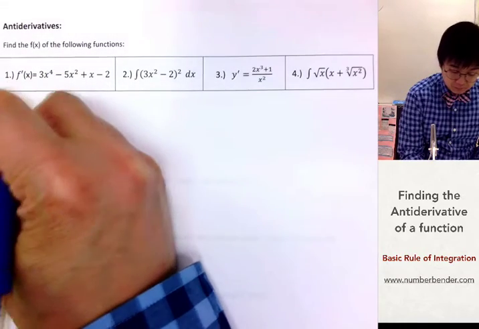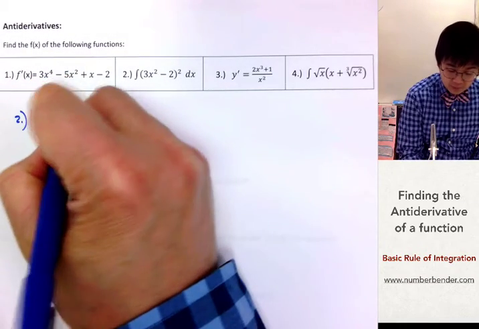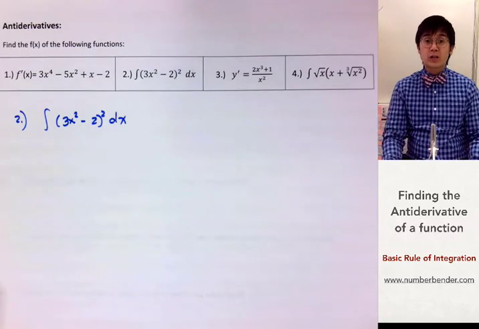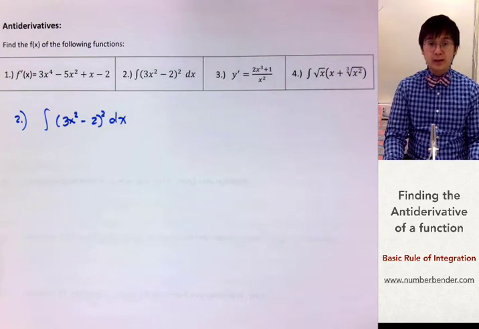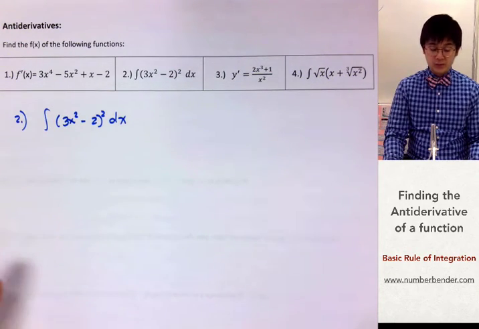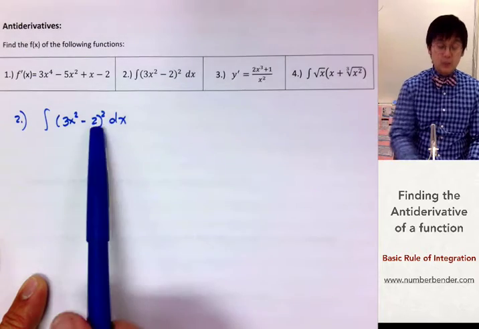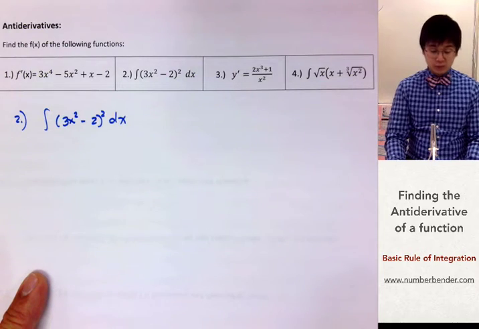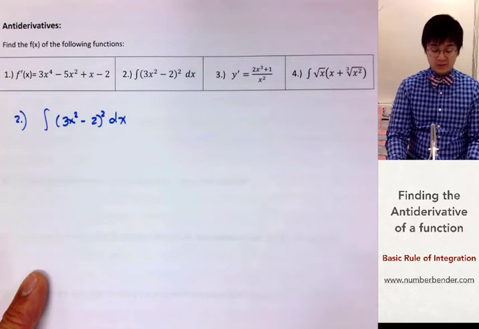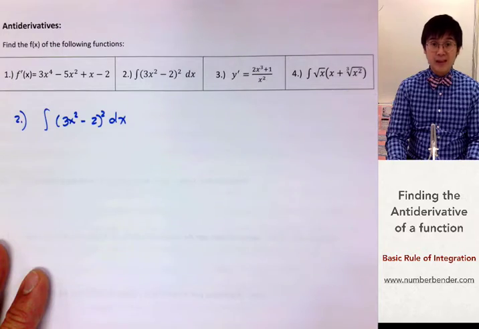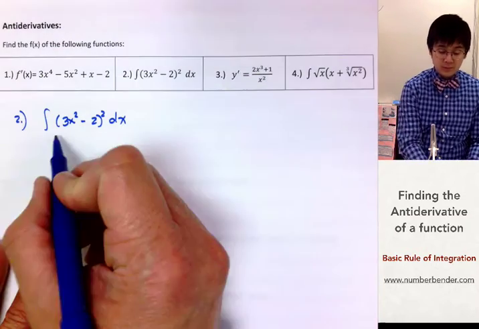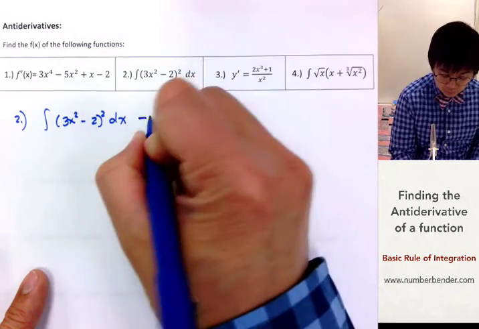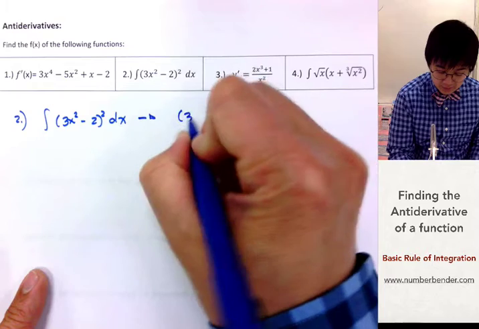Now number 2, we have the integral of (3x squared minus 2) squared dx. This is another way of writing how to find the antiderivative of a given function. Since we have an exponent outside the parentheses, there's no chain rule or anti-chain rule for antiderivative. So what we're going to do is expand the function and change it into a single line polynomial. We'll have to modify our function by expanding it.